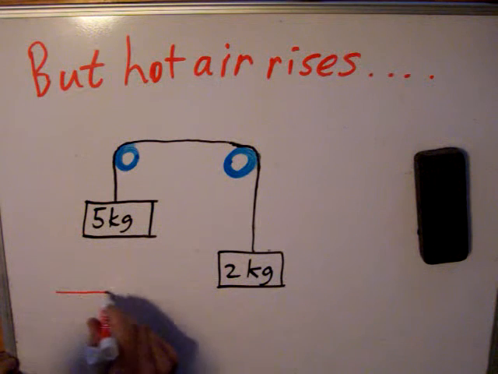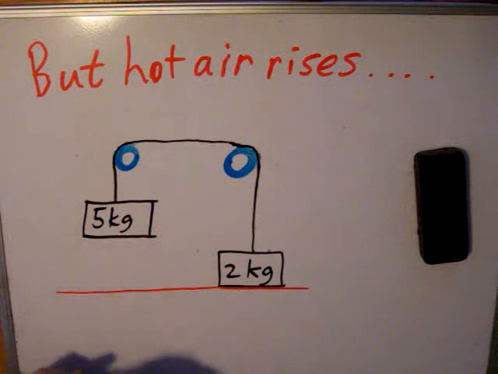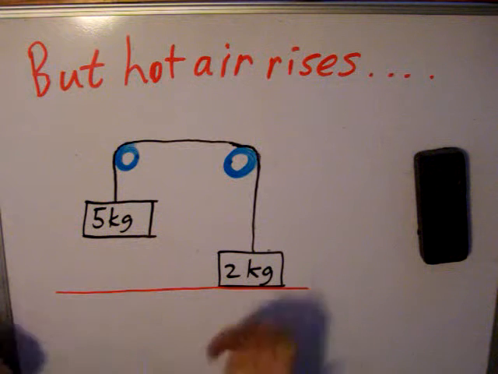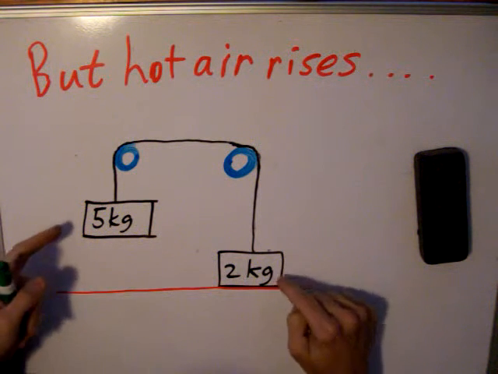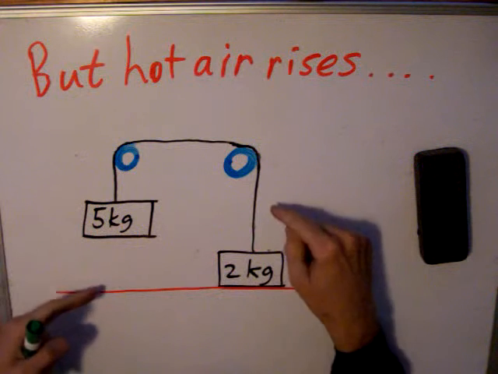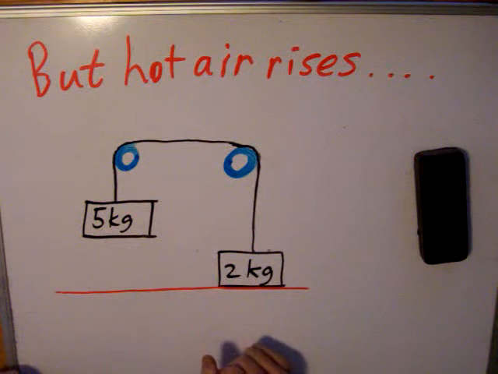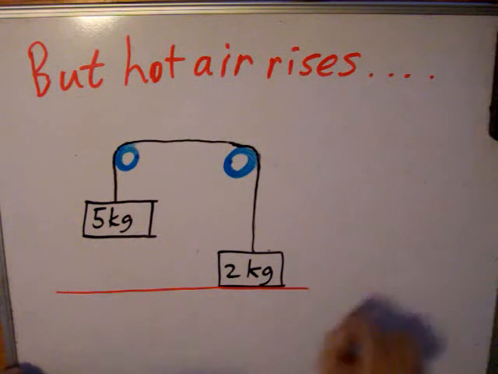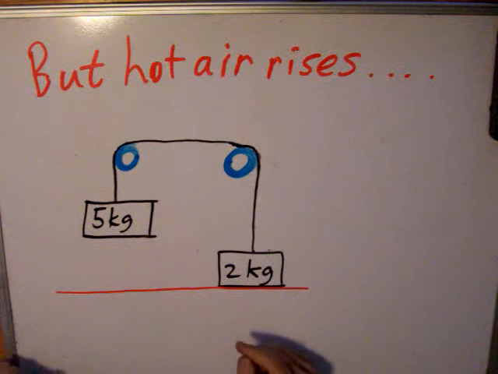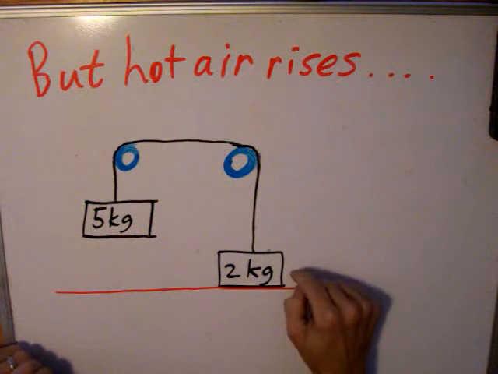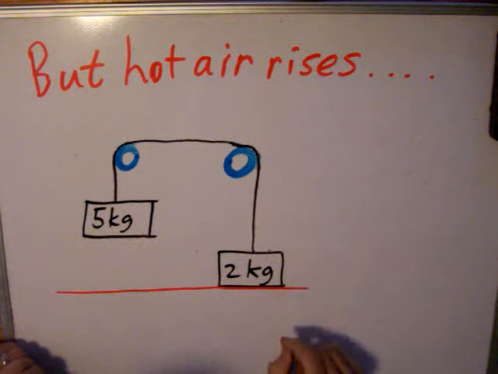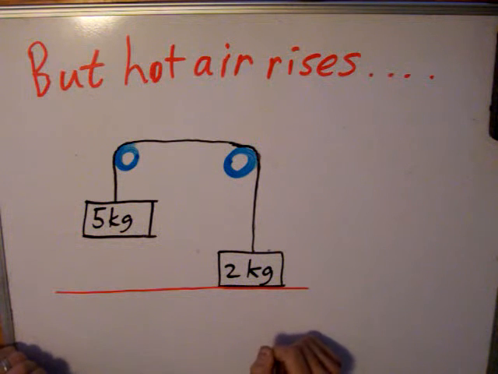And let's just say that there's a table here. So this is where our starting point is. Now, what happens? What does nature like to do with this? Well, you all know that it's going to cause the 5 kilogram one to go down and the 2 kilogram one to go up. All right. So already this seems like a violation of our principle before, which was that massive objects are supposed to fall. Here's a massive object which is not falling, but it's going up.